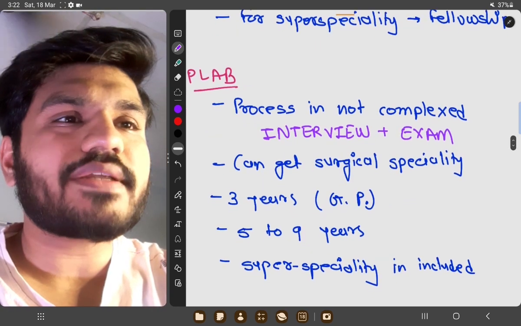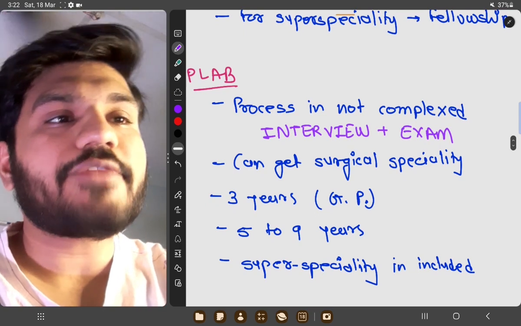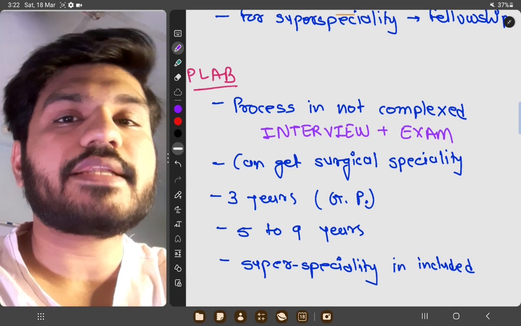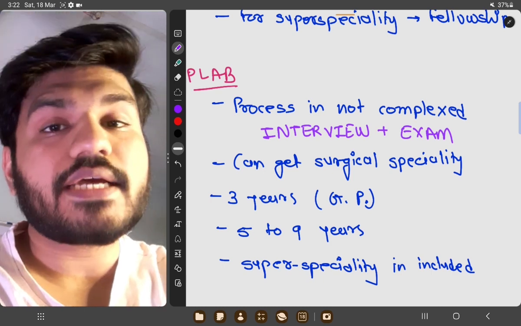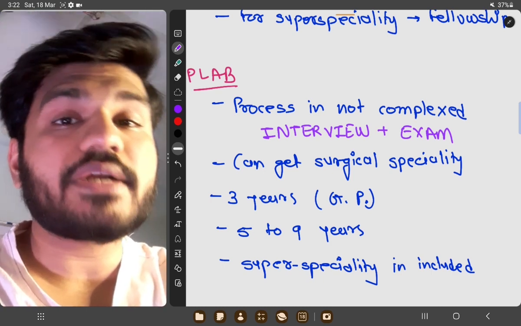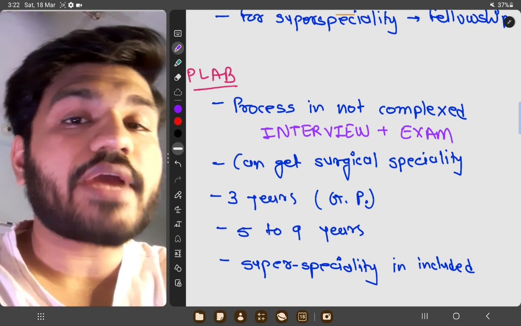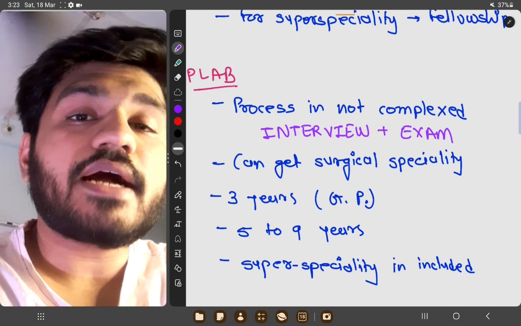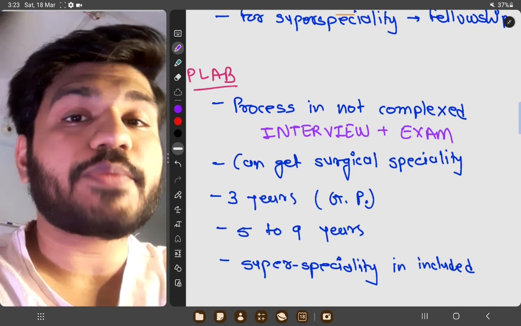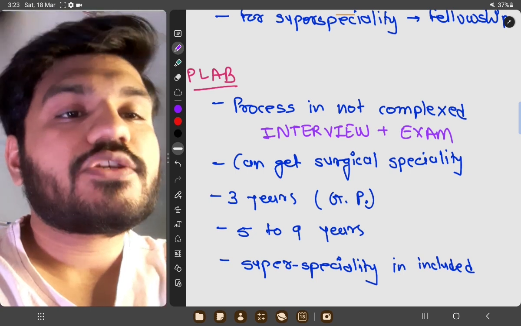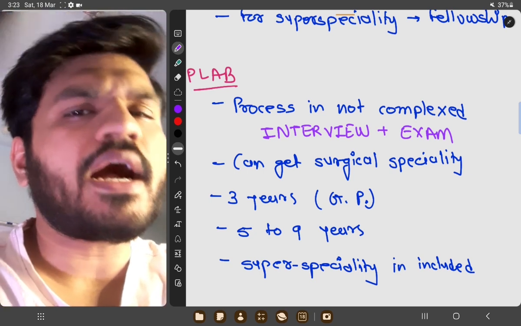So the PLAB process is not that complex. There is an interview and exam process. You have to give an interview in certain hospitals, and I think they will take an entrance exam. I'm not sure about it, but they take an entrance exam plus interview in order to match and get the residency. In the UK, it's not that hard to get a surgical specialty. Lots of people get a surgical specialty in the UK compared to the US. So a surgical specialty is not that hard with PLAB.